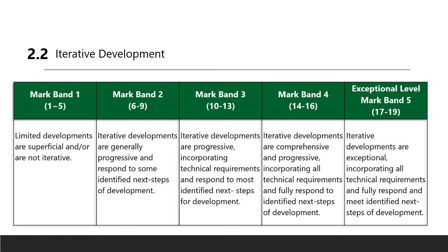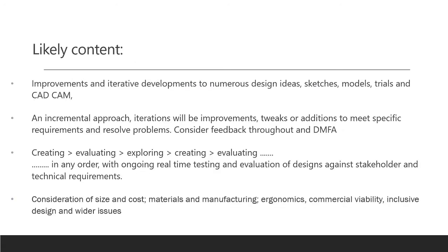If we just quickly flip down to Markband 2, iterative developments are generally progressive. So even to get Markband 2, you have to have some progression in your designs. If you only simply do a few models which are standalone models and do not link and do not iterate, you are not going to get out of Markband 2. Plain and simple. Likely content: it's going to be improvements, and it can go through any methodology you want.